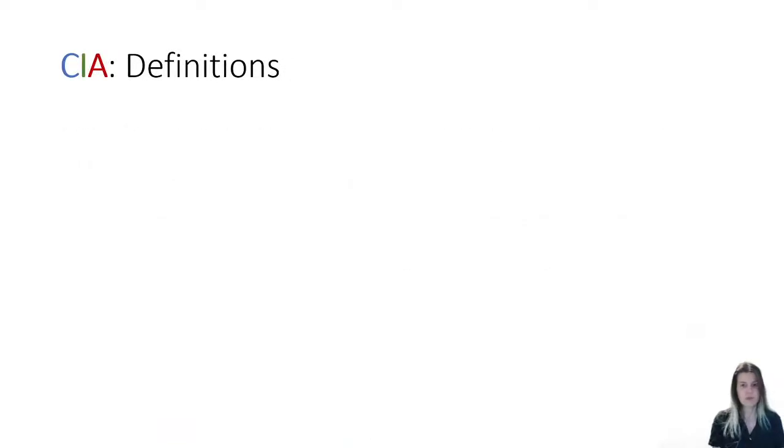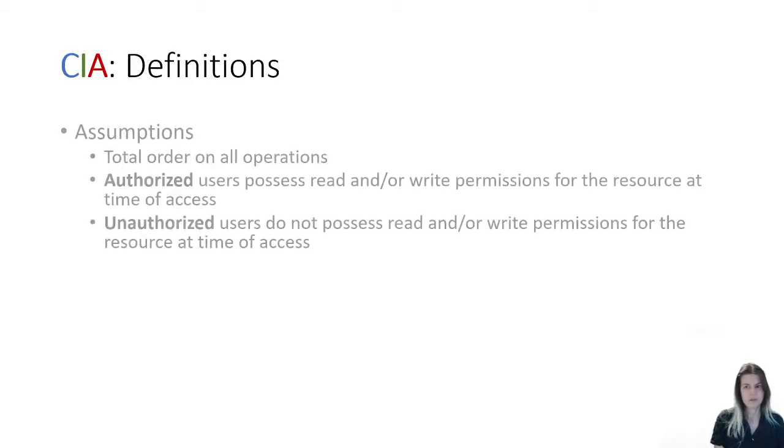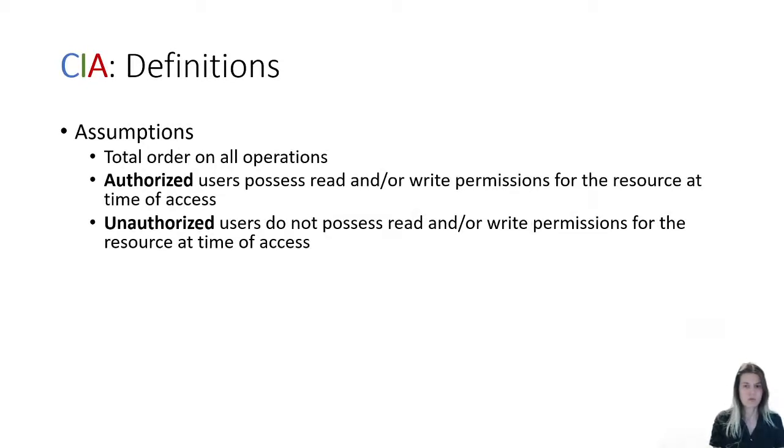Before we explain the theorem, let's introduce the notions that we argue about. Assuming that there is a total order on access control operations, authorized users possess read and/or write permissions for the resource at the time of access. Subsequently, unauthorized users do not possess such permissions for the resource at the time of access.